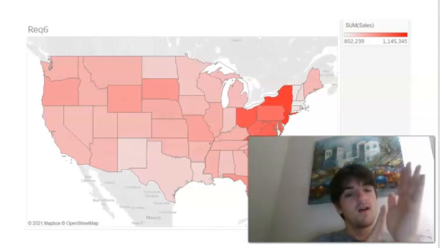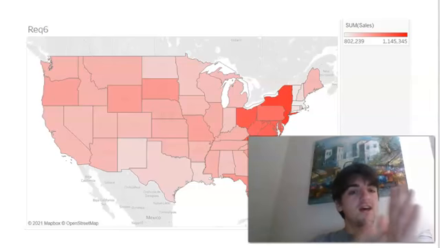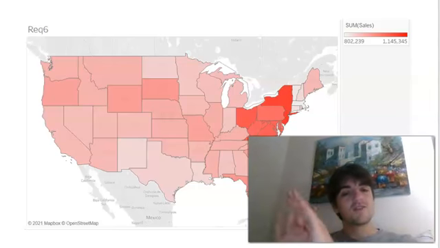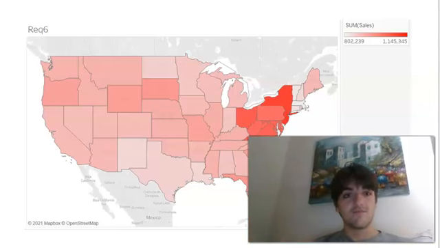So I see a trend where it's darker red, kind of going into lighter red, and then getting dark again on the West Coast because that is another higher populated area. But this map coincides with the previous two graphs we looked at, where we had East Coast with high numbers on top.